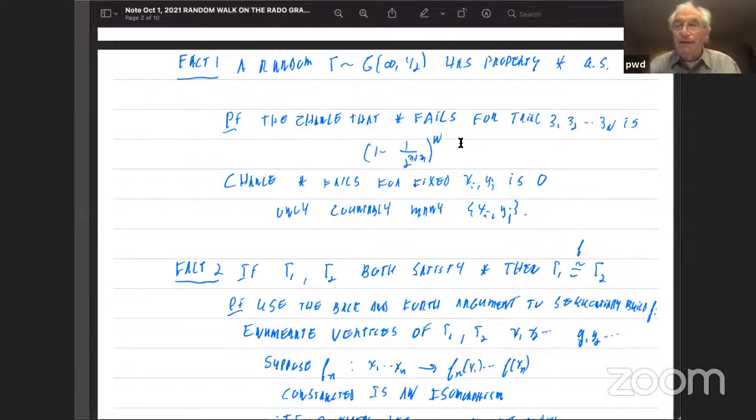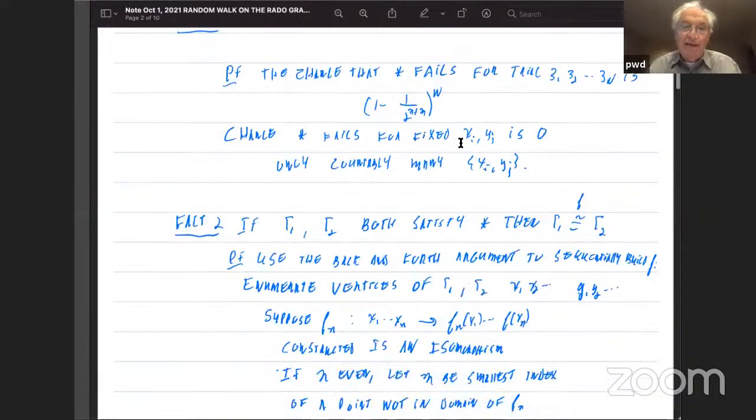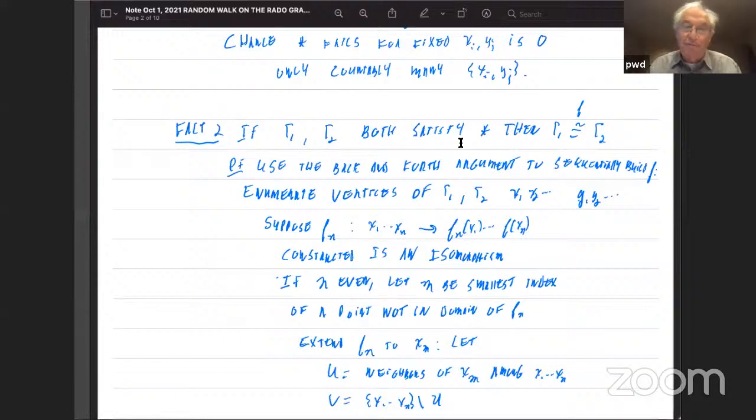So the chance that that star holds for an Erdős-Rényi graph is 1. And the second fact is: if I take two independent ones, they both satisfy star, but if you have any two graphs which both have property star, then they're isomorphic. And we'll just build the isomorphism one step at a time.